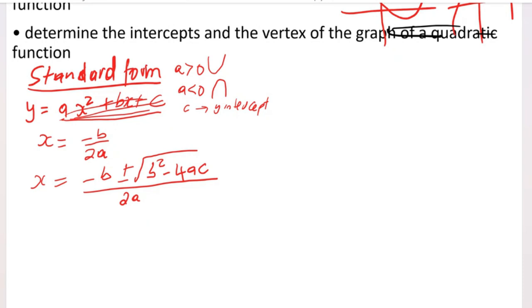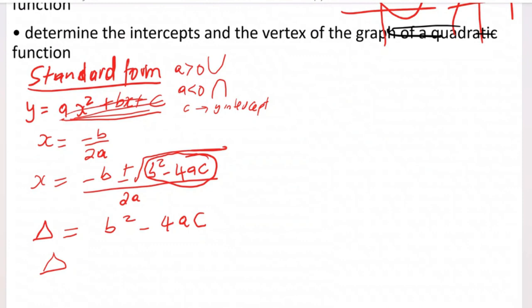And then what else does this suggest? When you look inside your radical sign, there's this formula. We call this formula the discriminant. The discriminant is equal to b squared minus 4ac. What does it tell you? It tells you how many solutions you are going to have. Are you going to have real solutions or no solutions at all?